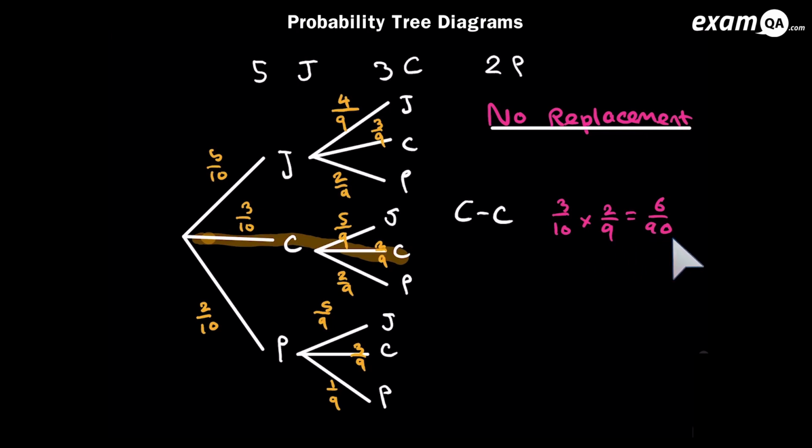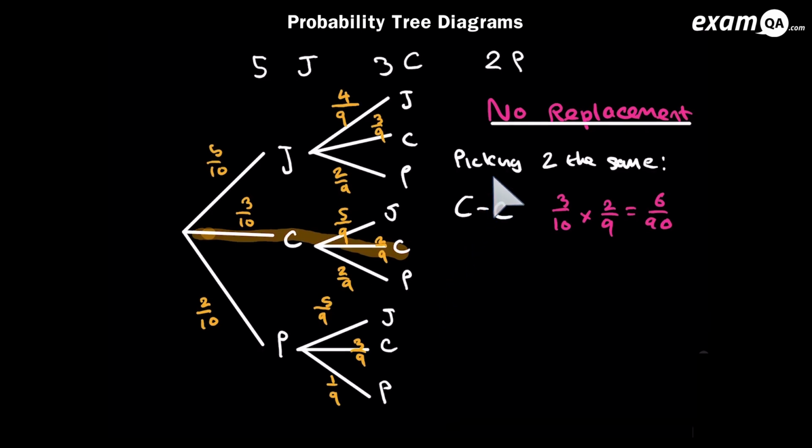Now, let's think of a slightly trickier question. What if it said, what's the probability of us picking 2 the same sandwiches? Now, the reason why that's tricky is there's 3 ways that can happen. It could be a chocolate followed by chocolate. It could be a jam followed by a jam. And it could also be a peanut butter followed by a peanut butter. So what would we do? We'd work all 3 ways out.